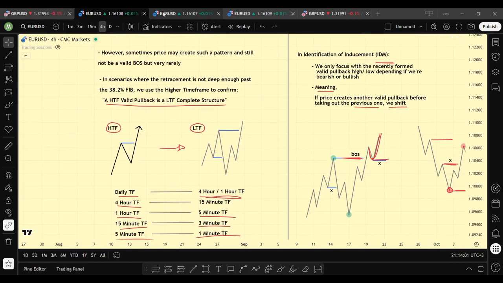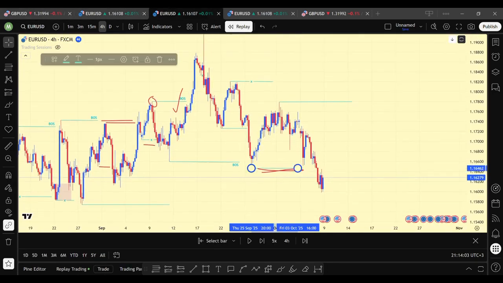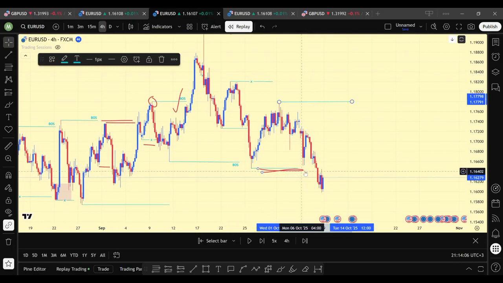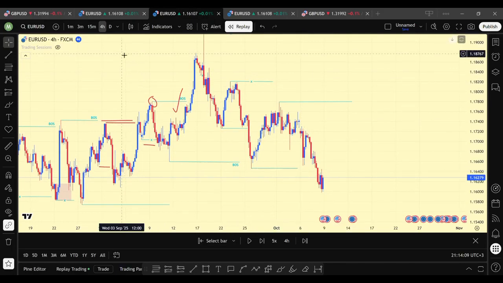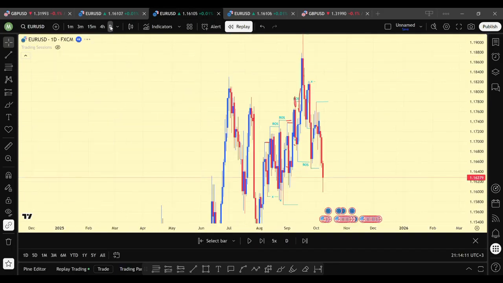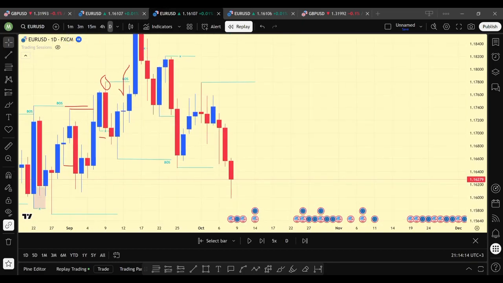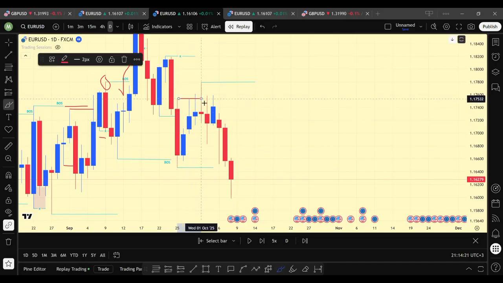On this new tab, exactly right here, I want to confirm if this one here is a valid pullback on the daily time frame. So now I'll be shifting to the daily time frame because that was the 4 hour, and we can clearly see right here that this one here is a valid pullback. You can clearly see that price broke past the previous candle high. So this means this is a valid pullback, and that's a valid bearish break of structure on the 4 hour or the 1 hour.